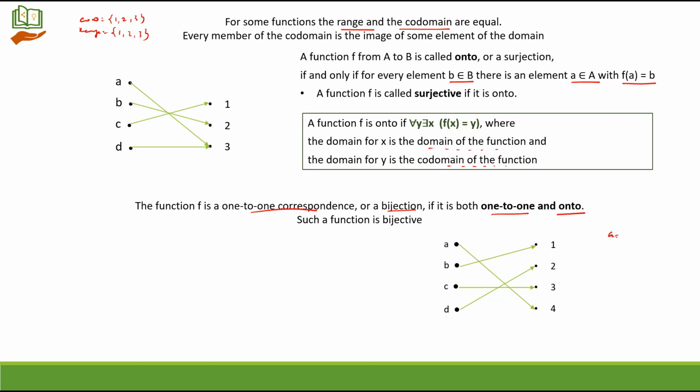We have a is equal to 4, b is equal to 1, c is equal to 3 and d is equal to 2. Is the range equal to codomain? Yes, it is equal. So in this case it is onto. Here, in this particular example, a and d are mapping to 3. Is such a case happening here? No. Now this can also be taken as one-to-one mapping. So when a mapping is both injective and surjective, you can say it is bijective.